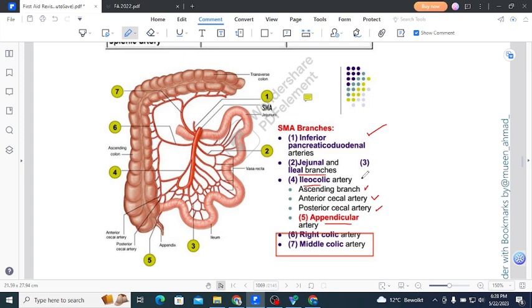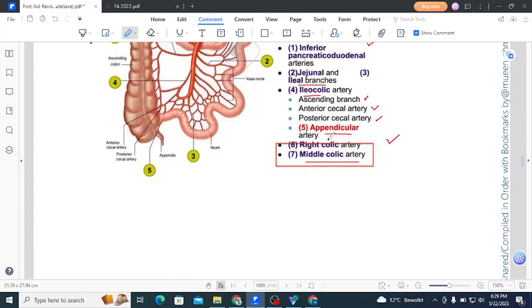Okay, so then we have the right colic artery and the middle colic artery. The right colic artery is supplying the ascending colon because it is on the right side. And then we have the middle colic artery, which is supplying the anterior proximal two-thirds of the transverse colon.